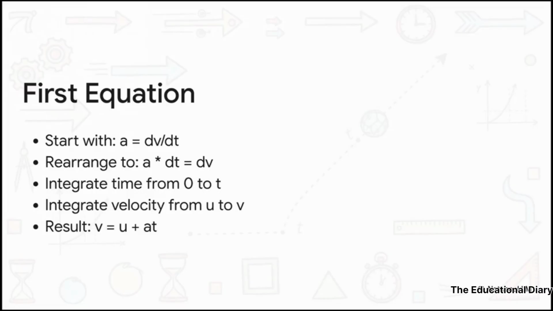Then we apply our integration snake to both sides. We integrate time from 0 to t, and we integrate velocity from our initial velocity u to our final velocity v. When the dust settles on all the algebra, we get the legendary formula v equals u plus at. Calculus logically proves that this rule works universally. It's not magic, it's just pure mathematical certainty.